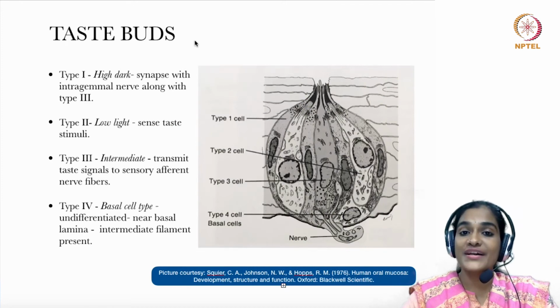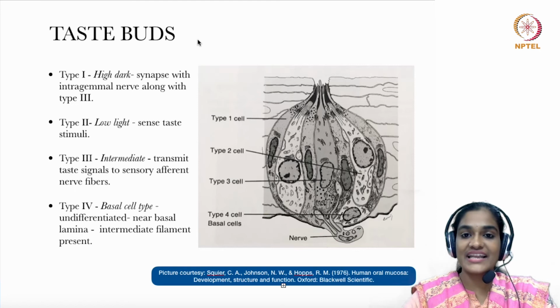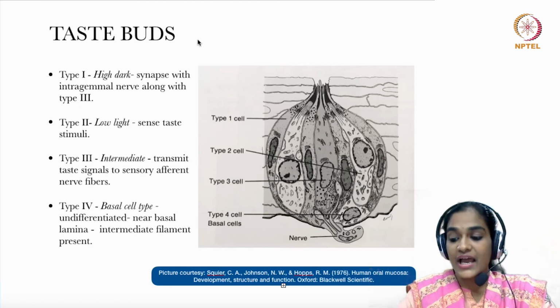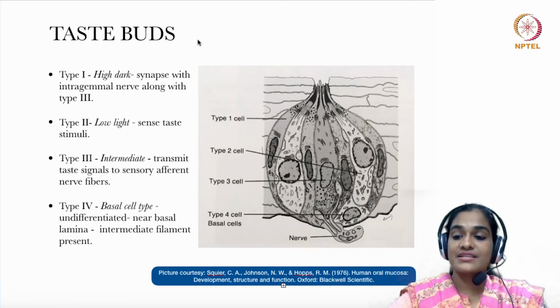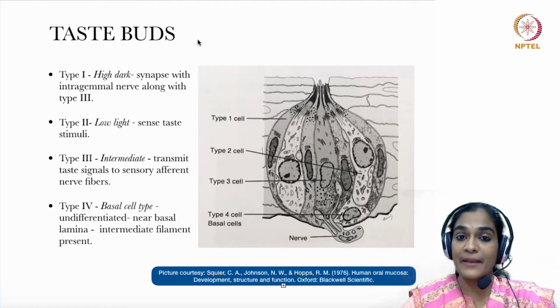Based on electron density, the taste cells are classified into type 1, type 2, type 3 and type 4. Type 1 cells are highly dark. These are abundantly present cells. They extend their cytoplasmic extensions, or the lamellae, that engulf the other cells. They exhibit ionic currents that are implicated in the salt taste transduction.